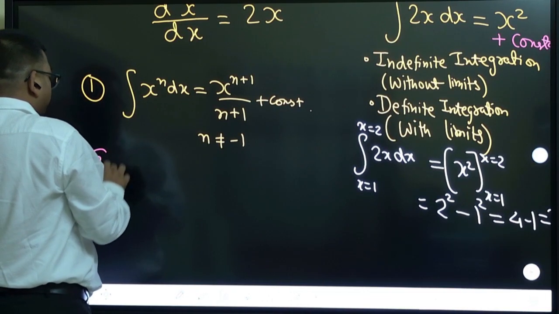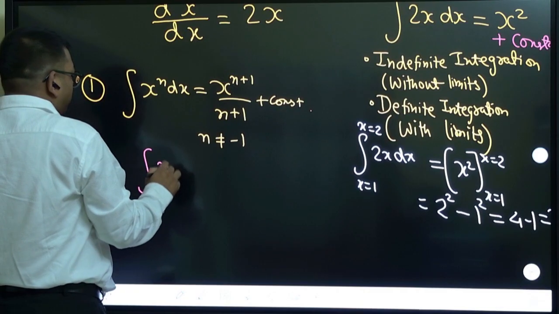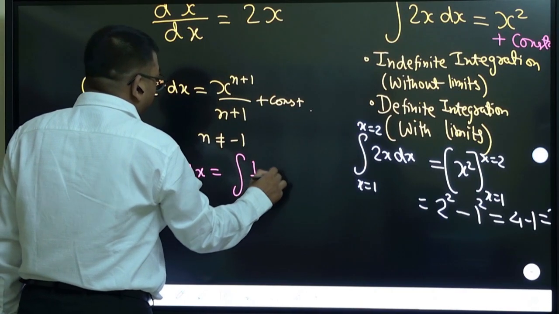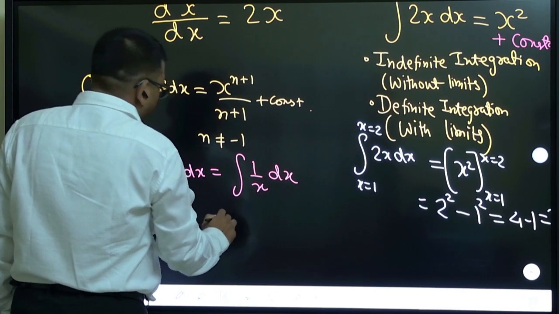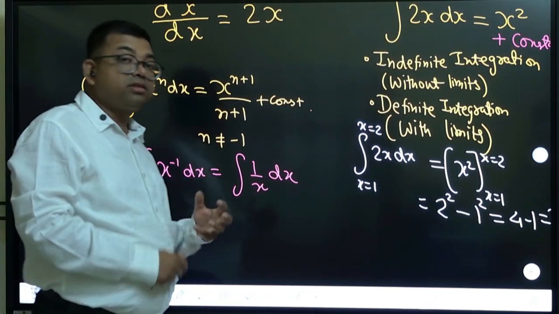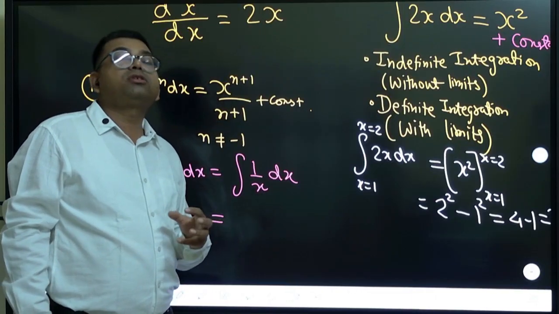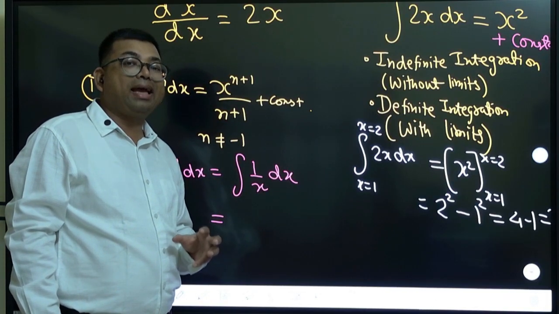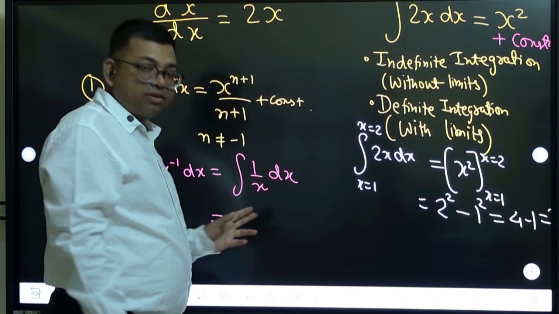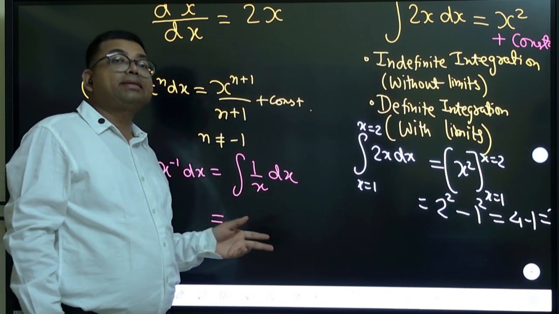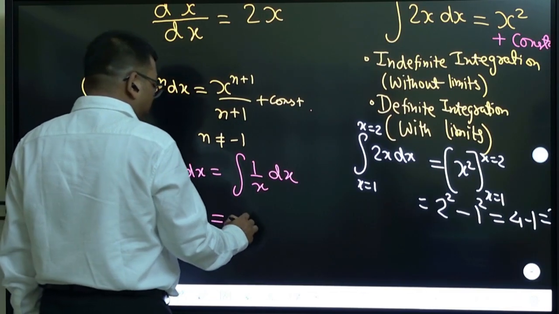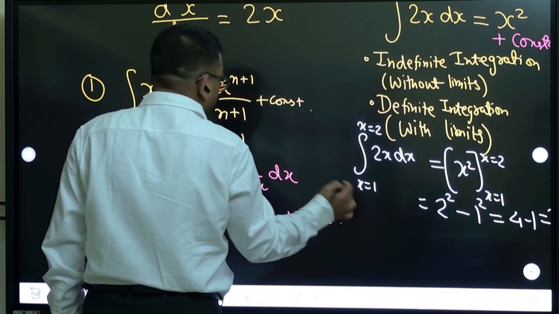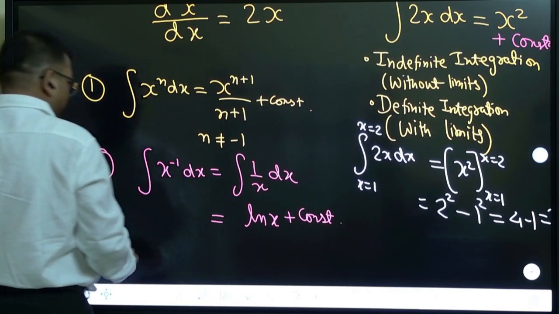Suppose it is x power minus 1 dx. That means it is nothing but integration of 1 by x dx. When do we get 1 by x in differentiation? Think of it the reverse way. When you differentiate ln x, you get 1 by x. So the integration of 1 by x will give ln x. That is how you get it. Of course, you will add one constant of integration.